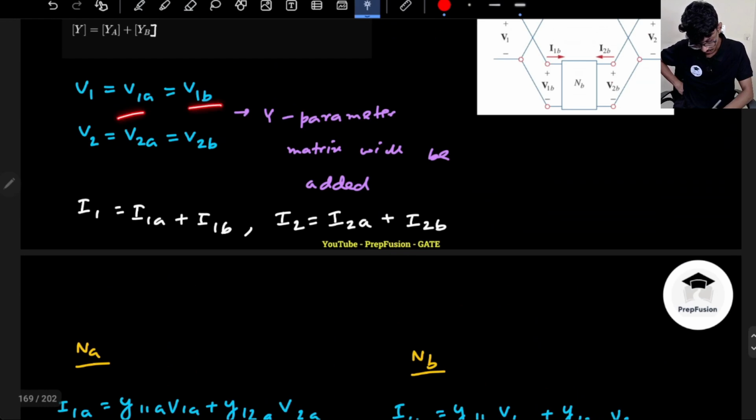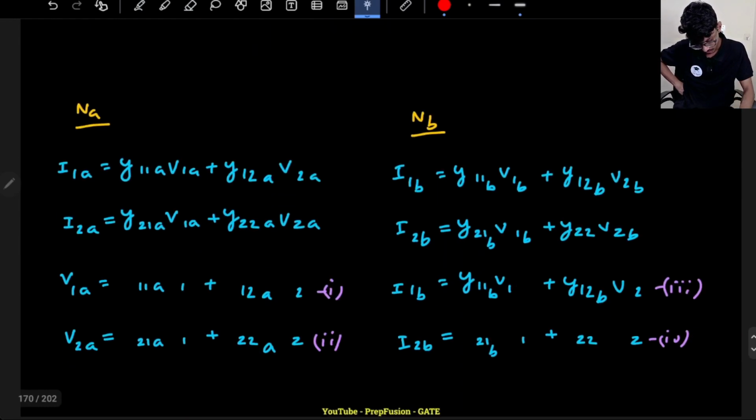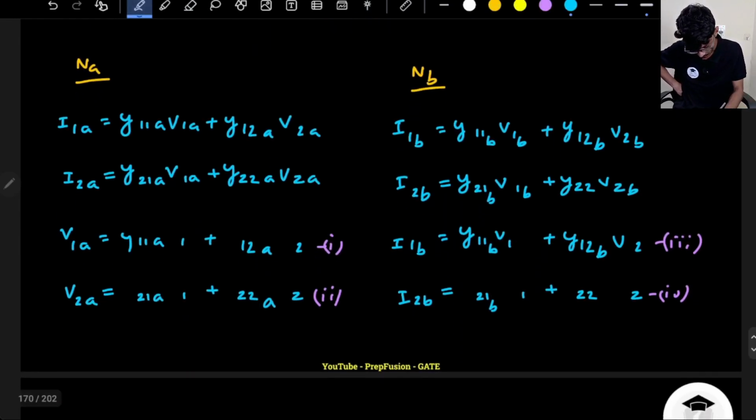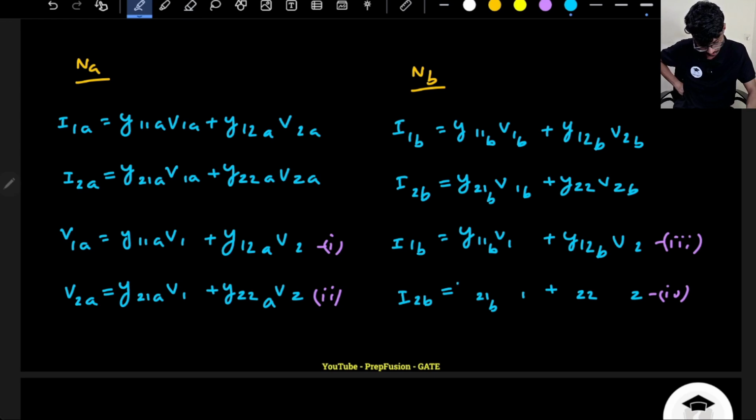V1B equals V1, and V1A is equal to V1. So here this will be changed to Y11 into V1 only. This will also be changed to V2, Y12A into V2. This will be Y21A into V1, Y22A into V2. Here also the same thing, Y21B into V1 and Y22B into V2. Okay, so these were basically the equations.